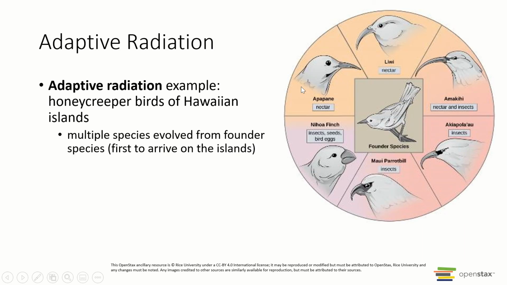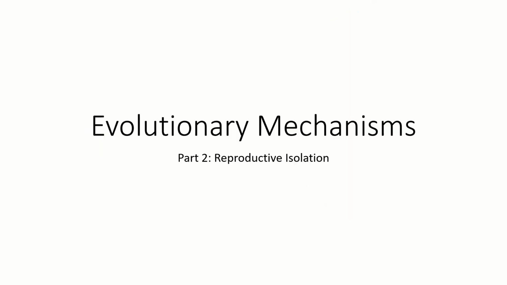Okay, so that's what a species is and what speciation is. Next, we're going to talk about different forms of reproductive isolation and how those create separate species.